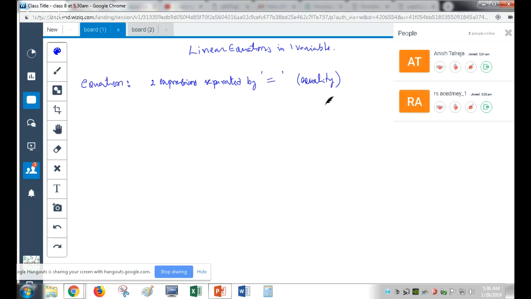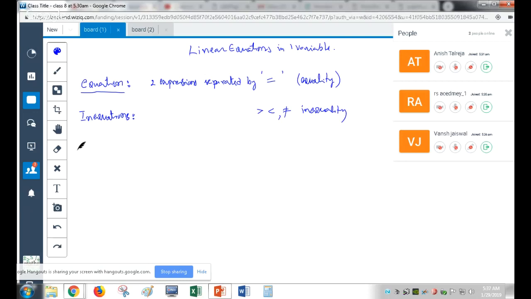What are inequalities? Inequalities are the greater than symbol, the less than symbol, like this. We call them inequations, and you will learn inequations later in later classes. Now we are going to learn equations, that too algebraic equations. Let me give an example: 2x plus 1 is equal to x square minus 7. Here is one expression and this is another expression, two expressions separated by an equality symbol, so we call this an equation.